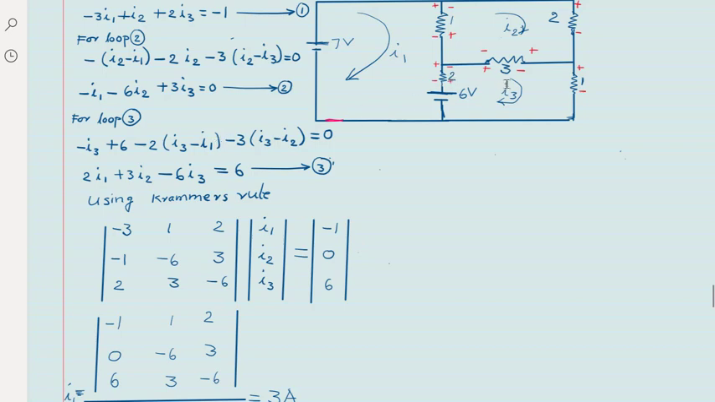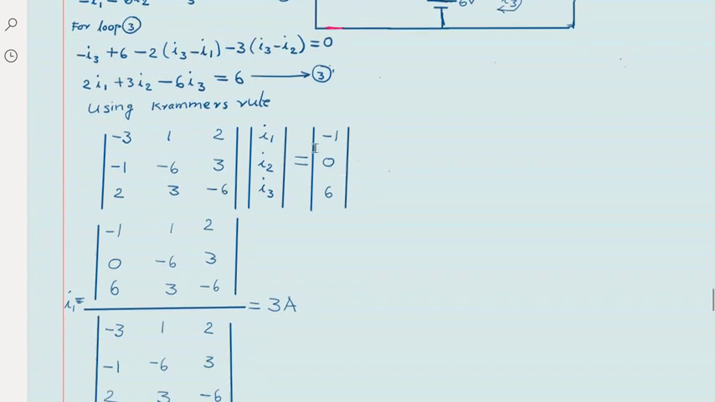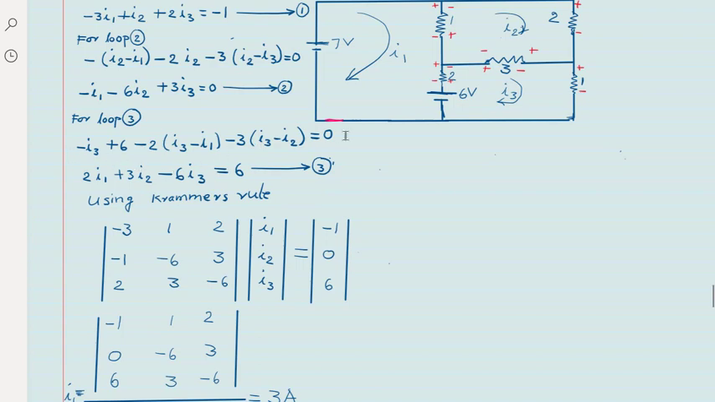So minus 2 into what is the current flowing in this. Because we are writing the loop 3 equation, we assume I3 is more than the other loop current. So I3 minus. Here there is another current also flowing, that is I2, but I2 is flowing in the opposite direction to that of I3. So we write minus I2 here. Minus 3 into I3 minus I2 is equal to 0. Similarly, after simplification of this equation, we get 2I1 plus 3I2 minus 6I3 is equal to 6. So we say that is equation 3.